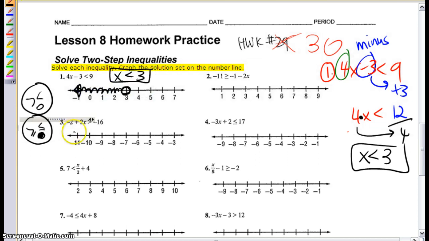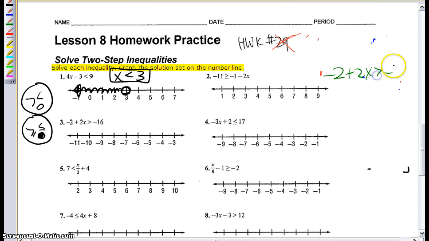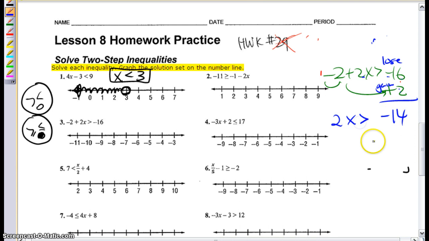Let's try number 3. Number 3, we have, let me do that over here, negative 2 plus 2x greater than negative 16. So first, I want to undo the minus 2, the negative 2, so I'm going to do plus 2, move that over, and I'm going to get negative 16 plus 2. That means I've lost 16, but I gained 2, so I'm just going to be losing a total of 14, so negative 14. So 2x is greater than negative 14.